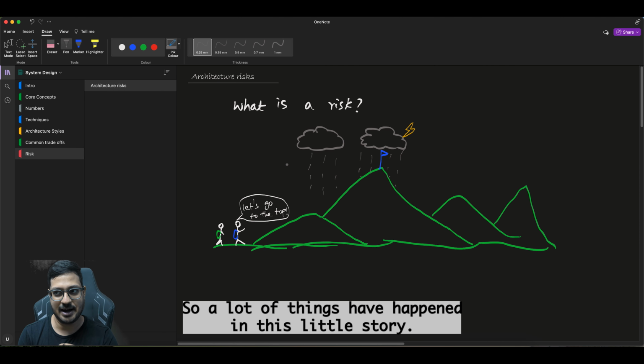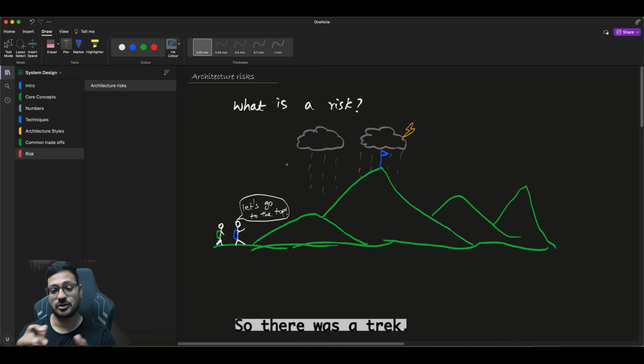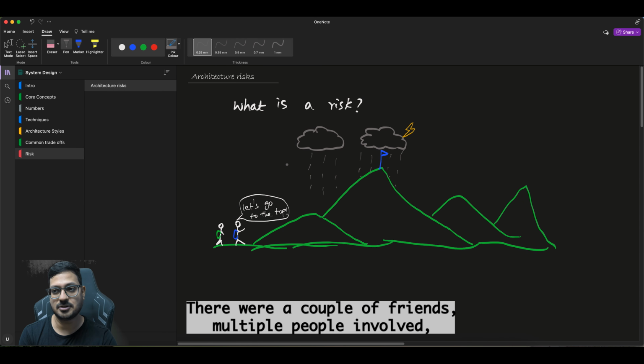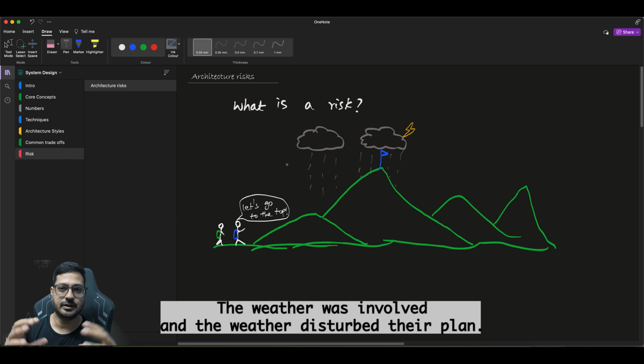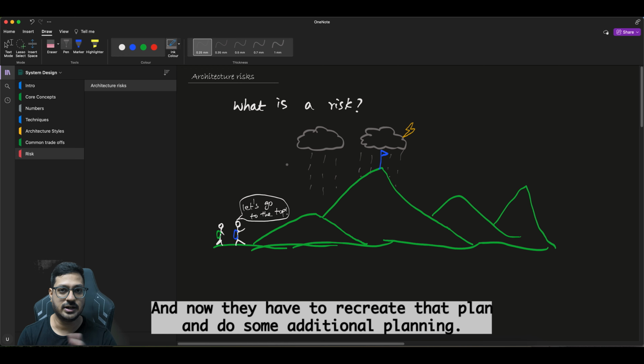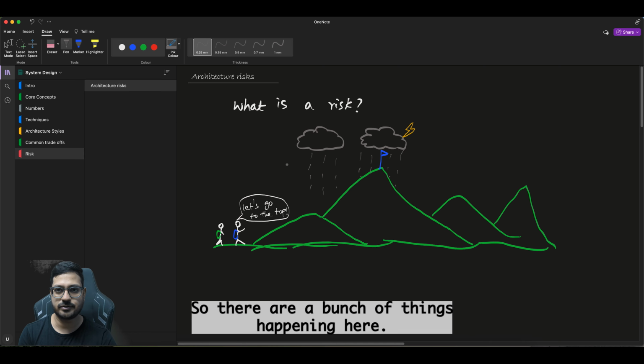So a lot of things have happened in this little story. There was a trek, there were a couple of friends, multiple people involved, and there was a plan to go on top of the mountain. The weather was involved, and the weather disturbed their plan, and now they have to recreate their plan and do some additional planning and so on, right? So there are a bunch of things happening here.